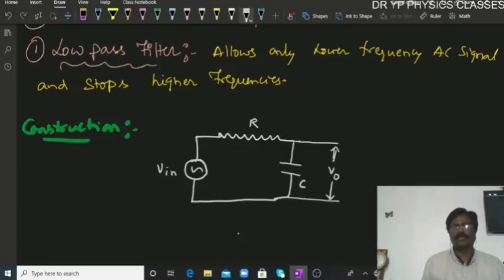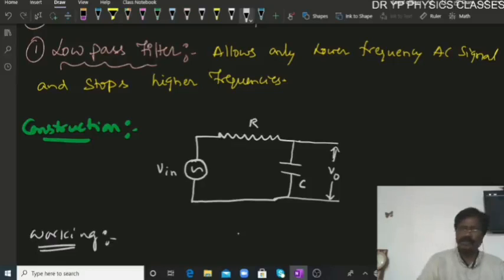The resistance is connected in series with the voltage source, and the capacitor is connected along with the resistor, and the output voltage is measured across the capacitor. So this is the construction of the low pass filter. Okay, so how does it work?